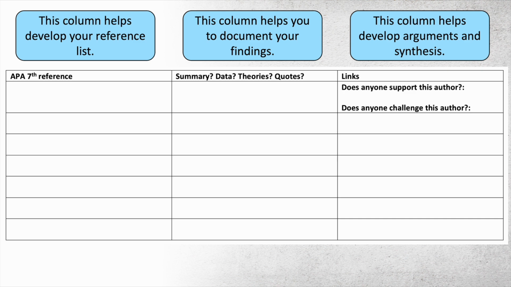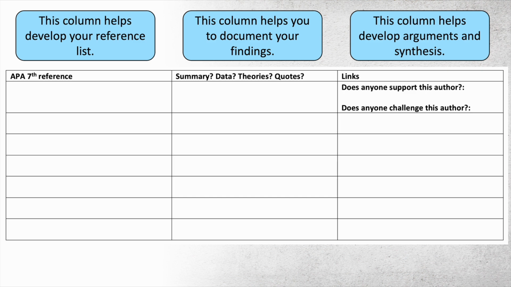As you're reading, write a summary of what you've read. Add in the data presented by the author, any theories, any quotes you'd like to paraphrase in your lit review. And the final column, you don't have to use this if you don't want, but it's really useful for developing synthesis in your lit review.